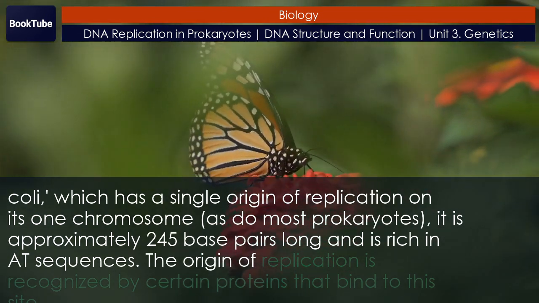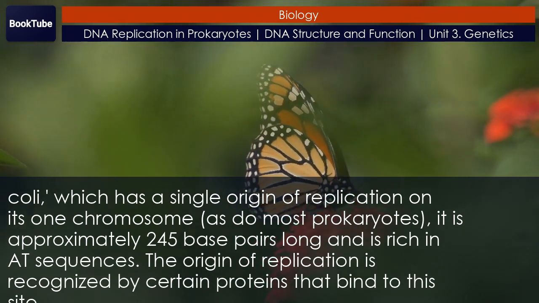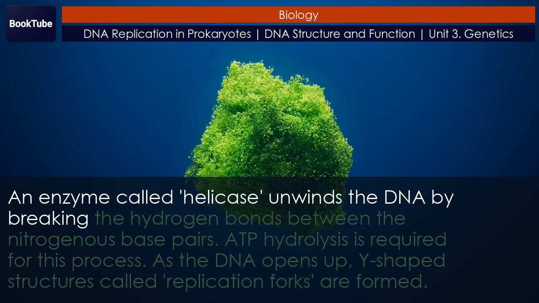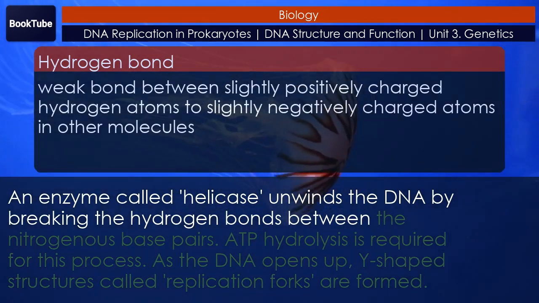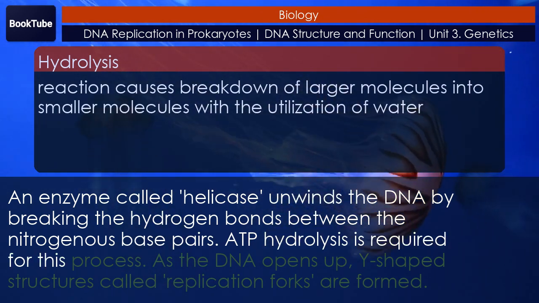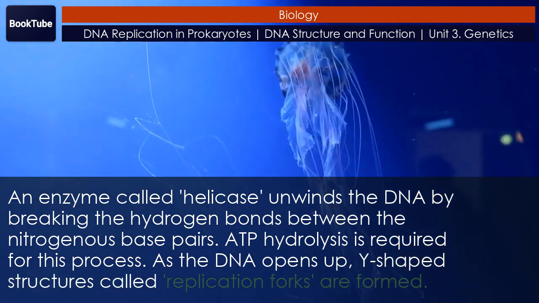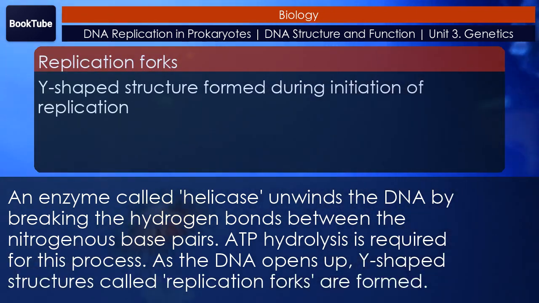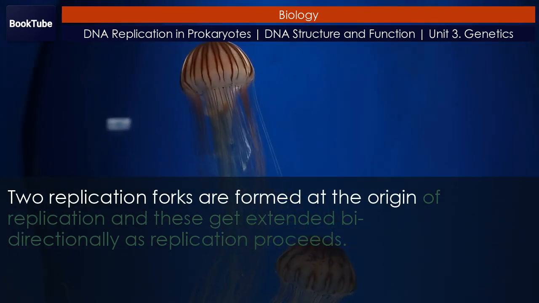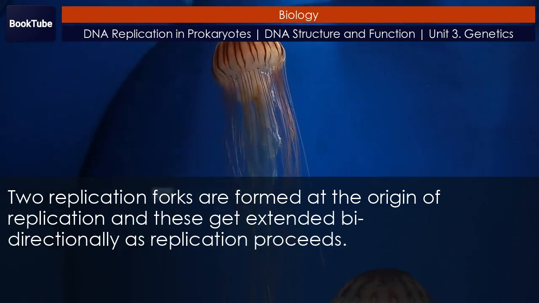The origin of replication is recognized by certain proteins that bind to this site. An enzyme called Helicase unwinds the DNA by breaking the hydrogen bonds between the nitrogenous base pairs. ATP hydrolysis is required for this process. As the DNA opens up, Y-shaped structures called replication forks are formed. 2 replication forks are formed at the origin of replication, and these get extended bi-directionally as replication proceeds.